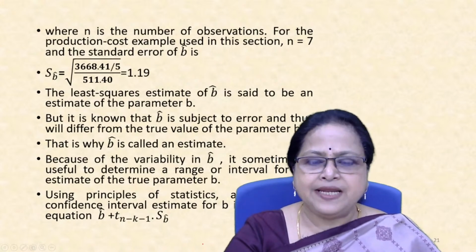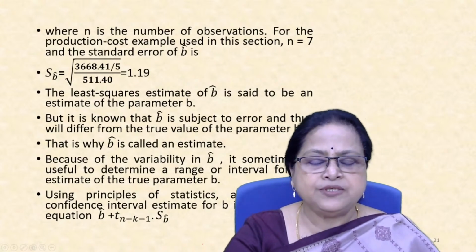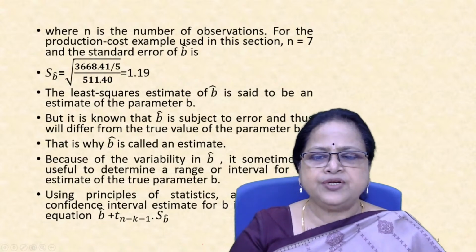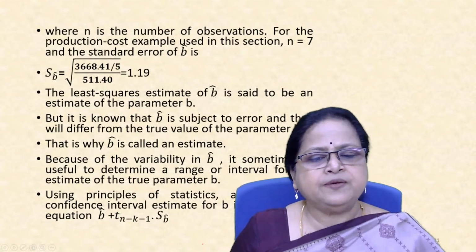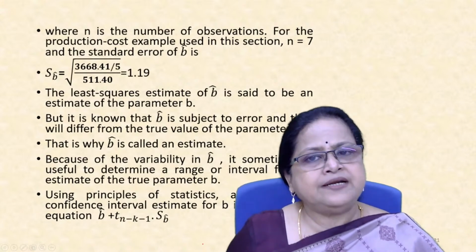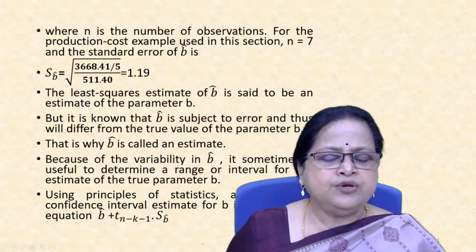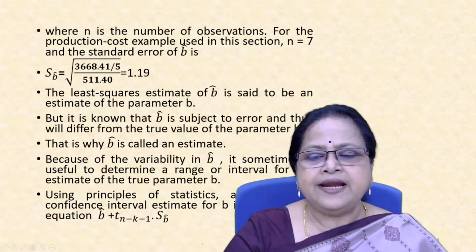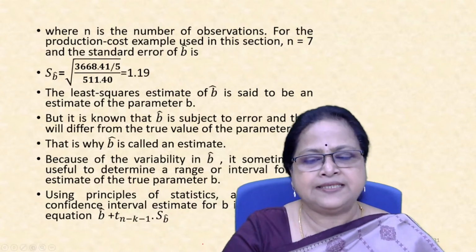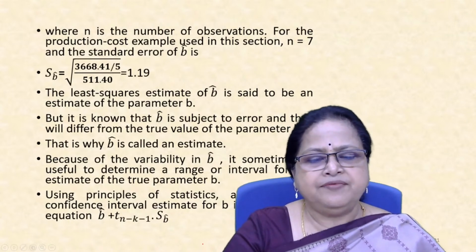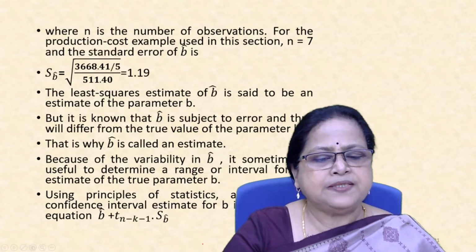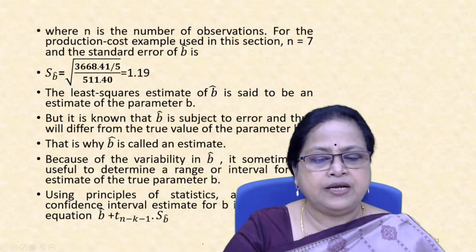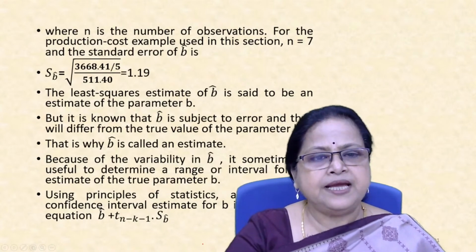Okay, because of the variability in B hat, it sometimes is useful to determine a range or interval for the estimate of the true parameter B. For that reason, we have to go for t-test. Using principles of statistics, a 95% confidence interval estimate for B is given by the equation B hat plus or minus t(n-K-1) multiplied by S B hat.